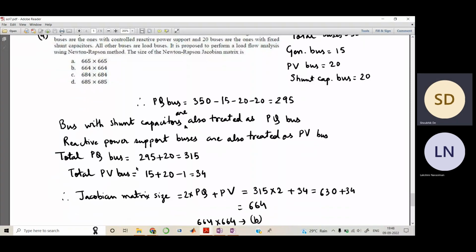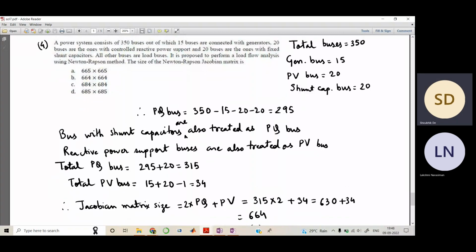So your total PQ buses become what? We calculated 295 plus 20, so this comes out to be 315. And your total PV buses would be what? The generator buses, we saw, are 15. It was clearly given, and we saw that the buses with reactive power support are also to be treated as PV buses. So it comes out to be 15 plus 20, and then minus one.